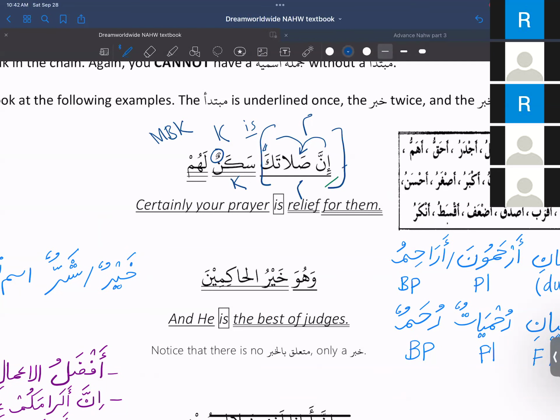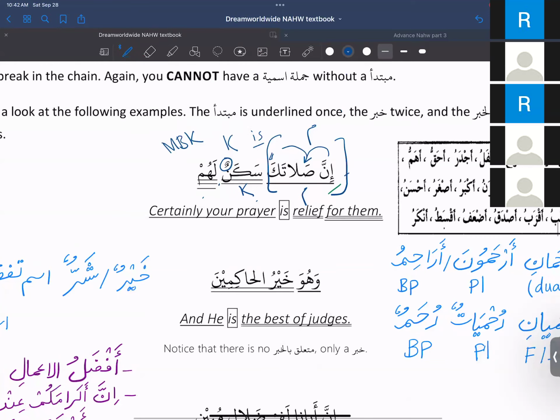I further break down mubtada. I said inna is harf nasab, salata is its ism, then salata is mudaf and ka is mudaf ilayhi. So this is how I break down my mubtada. Sakanun is one word, so I don't have to break it down on this level. I can just say this is my khabar, and lahum: lam is harf jar, hum is ism majroor. So now I'm doing the micro label.